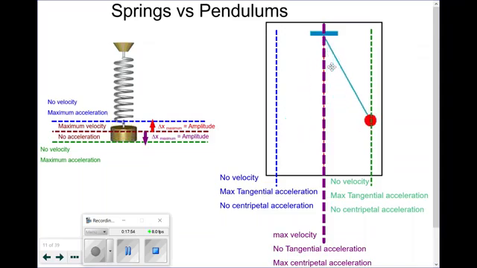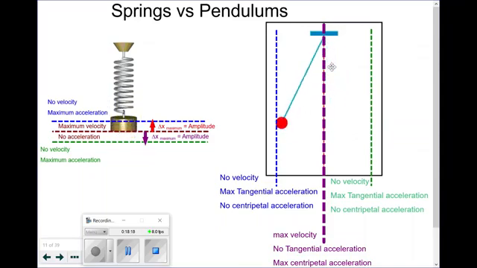At amplitudes, farthest from the center of the motion, I have the greatest amount of tangential acceleration for both a spring and a pendulum. And that's the only thing that we can do with a spring. But for a pendulum, we must consider centripetal acceleration. And at amplitudes, there is no centripetal acceleration.